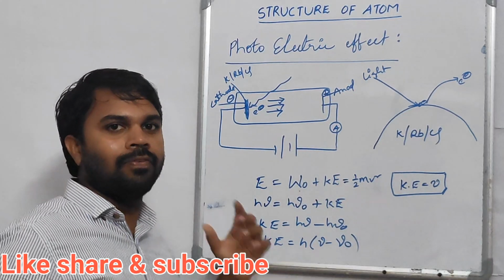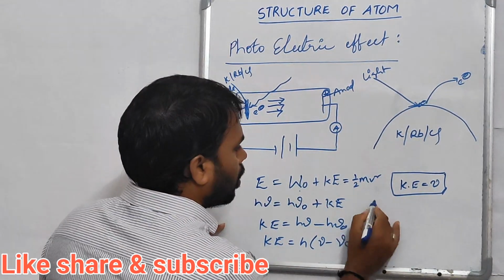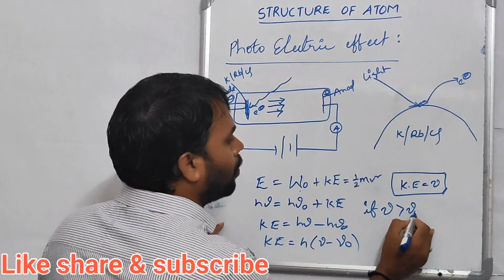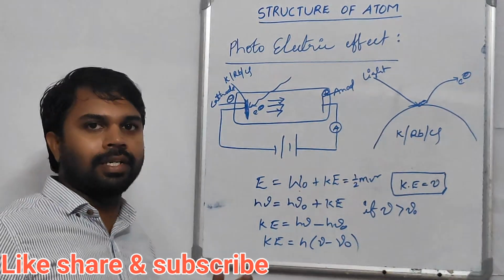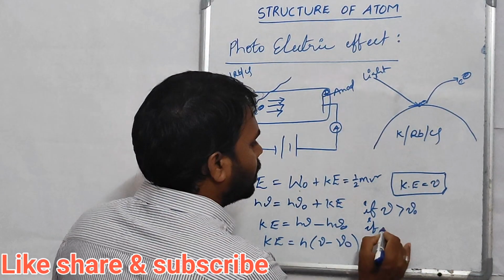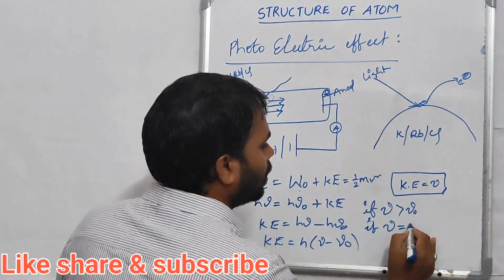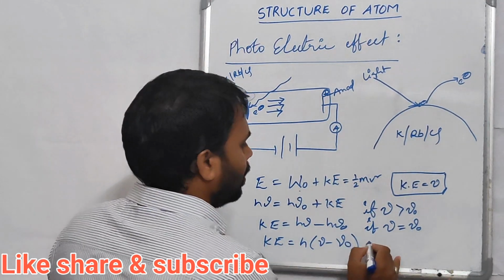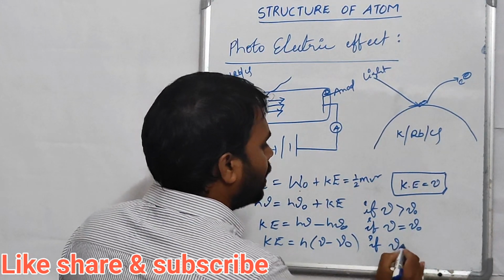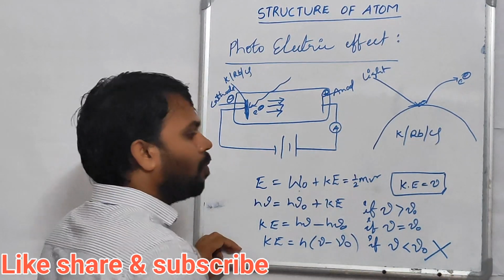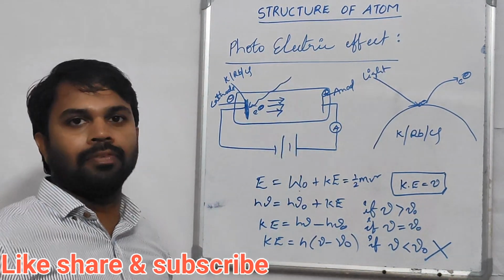Let's see the conditions of the photoelectric effect. If the incident frequency is greater than the threshold frequency, then only the photoelectric effect will be observed. If the incident frequency is equal to the threshold frequency, electrons will just eject. If the incident frequency is less than the threshold frequency, there is no possibility of the photoelectric effect.